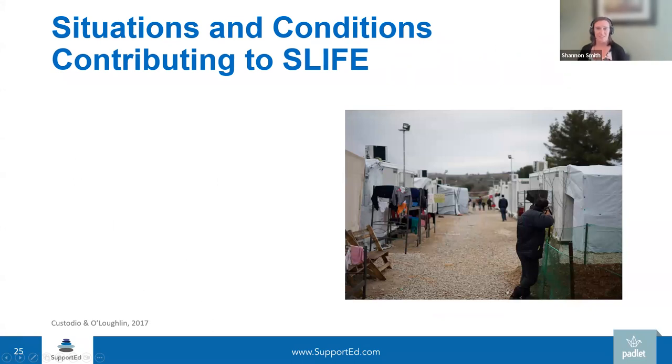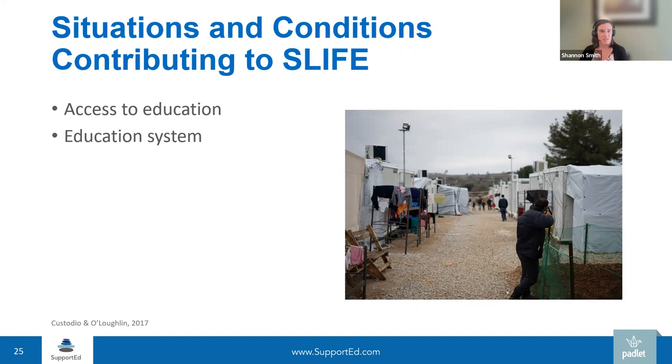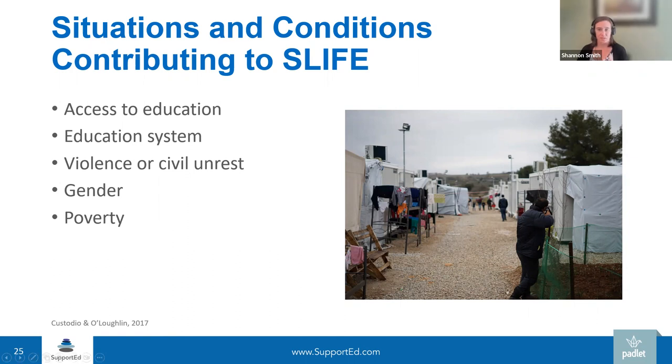So just to add on some of the situations and conditions that contribute to SLIFE, it could be a lack of access to schools because of living in places like rural settings or refugee camps where schools might not be nearby or accessible. The education system may be very different than what we have in the United States. For example, secondary education might vary from the expectations that we have here and could end at the ninth grade. There could be violence or civil unrest. Students may not have an opportunity to attend school because they're female and education isn't offered in equitable ways across genders in other countries.